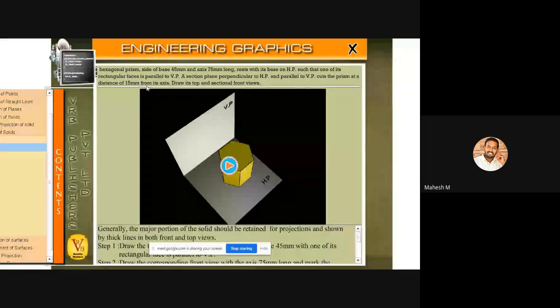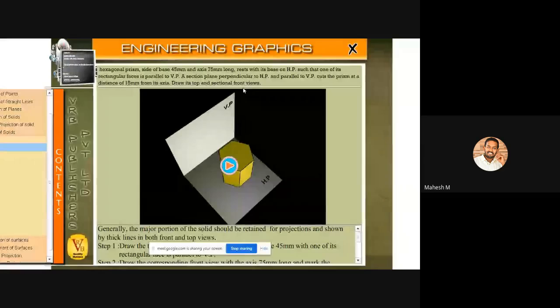The section plane is perpendicular to HP, that means it should have a 90-degree angle with the horizontal plane, and it should be parallel to VP. Then it will cut the prism at a distance of 15 mm from its axis. The center point of this hexagonal surface is the axis point, so the cutting plane should be 15 mm away from the axis. We have to draw the top and sectional front view. Here a condition like true shape is not required. So you can understand how to draw a sectional top view or sectional front view.